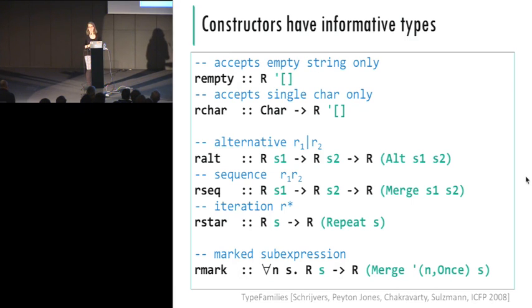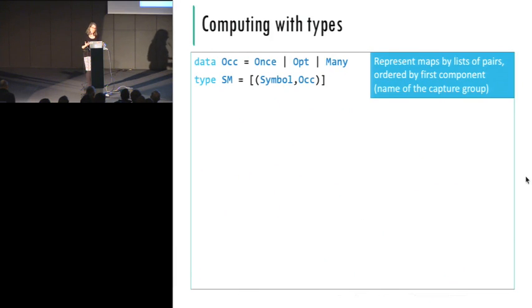So let me tell you a little bit more about what these type level functions do and how they can calculate the answer. We're storing this capture group information in a symbol map. I'm using this list of pairs just as an association list. We can think about it as a finite map from these type level strings or symbols to the occurrence information. The occurrence information is just a standard data type that I have written that I'm able to use at the type level.